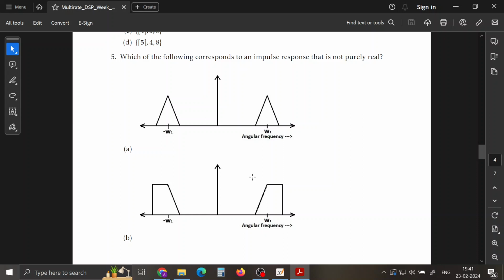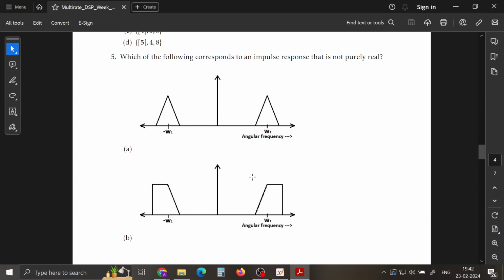If it is symmetric about the y-axis, then you can conclude that the impulse response is real. But if it is not symmetric about the y-axis, then by the way, this is just the magnitude response that we are looking at, if the magnitude response is not symmetric about the vertical axis, then you can conclude that the impulse response is not purely real. That is the idea.